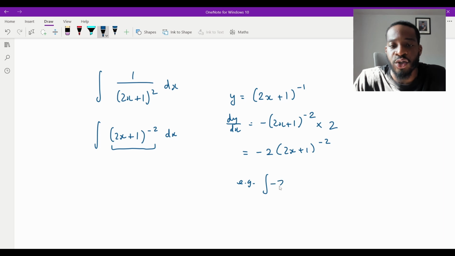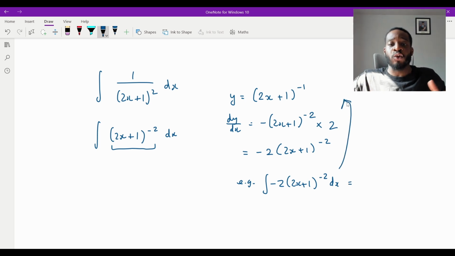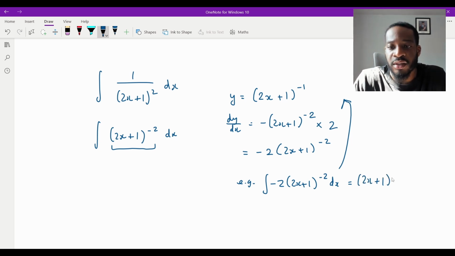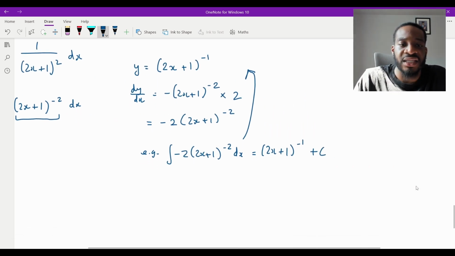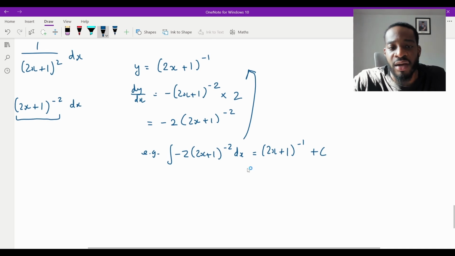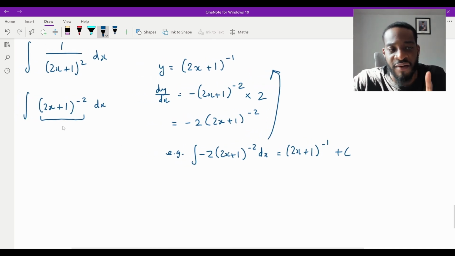So with that being said, if the question asks me, for example, to integrate minus 2 times (2x plus 1) to the minus 2 dx, I know that this is just going to be the thing we started from, isn't it? Because I've differentiated it, and when I integrate, I'm undoing that derivative. So it's actually going to be (2x plus 1) to the minus 1 plus c. But we're not asked to integrate that with a minus 2. We just have that. So you need to ask yourself, okay, well, fine.